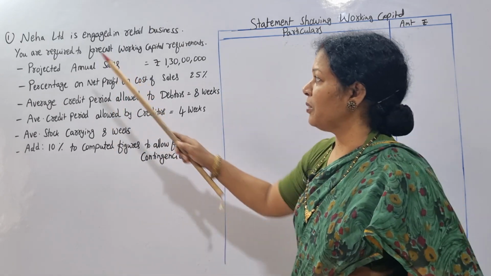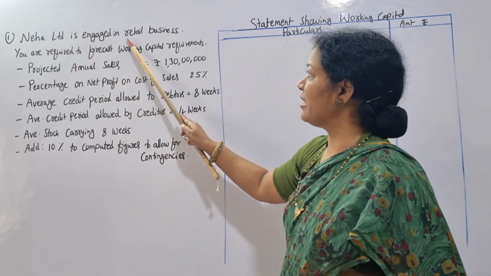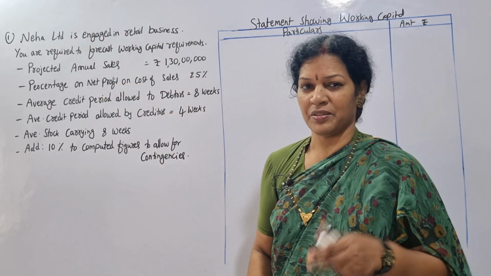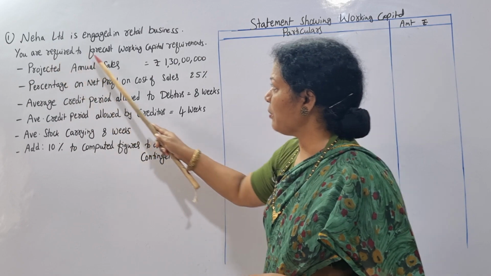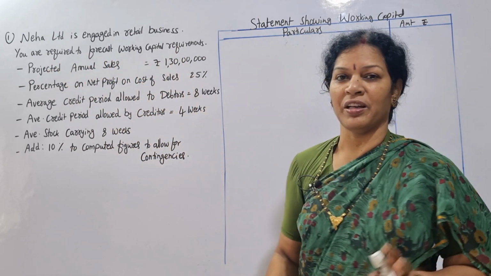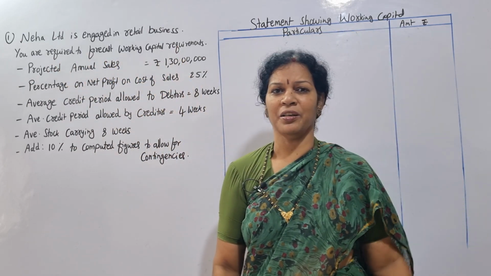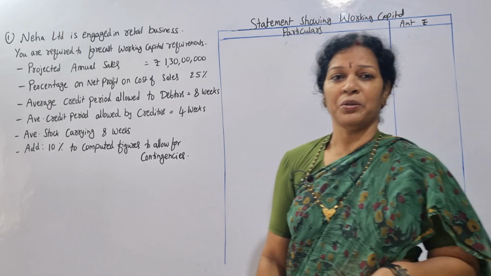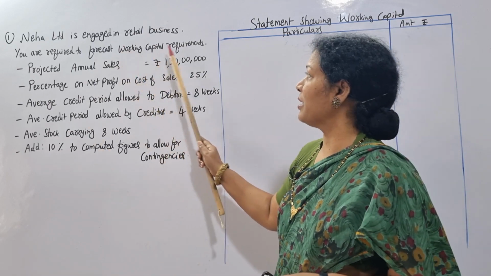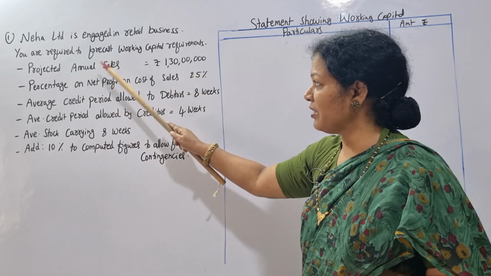So what is this problem? Neha Limited is engaged in retail business. They are doing business. You are required to forecast working capital requirement. Very clear problem. You are required to find out the working capital requirements. What is the information given?